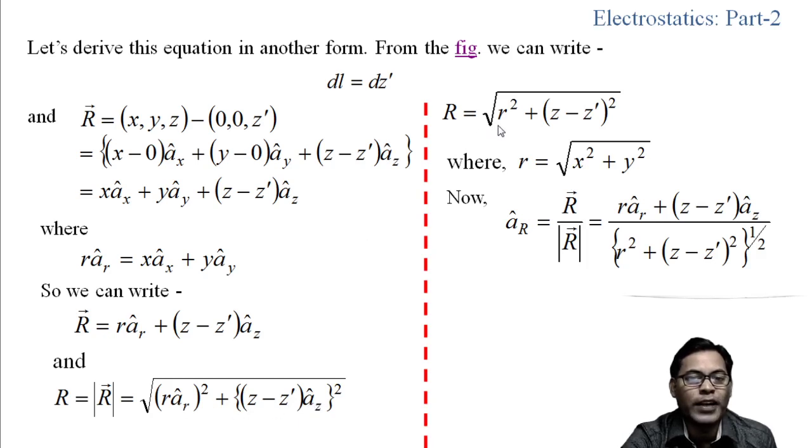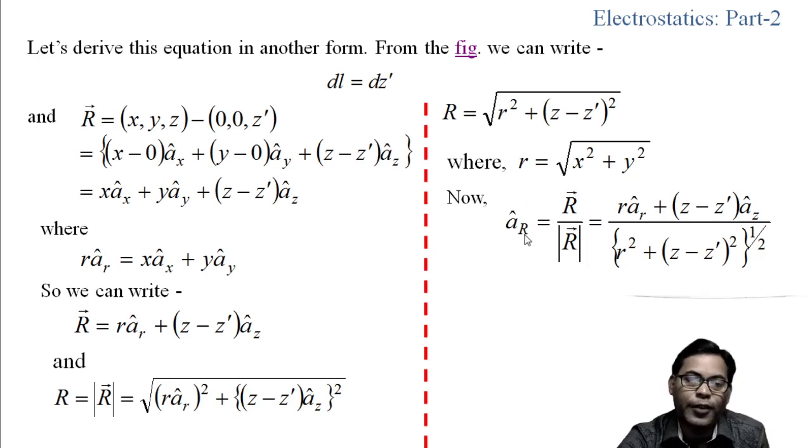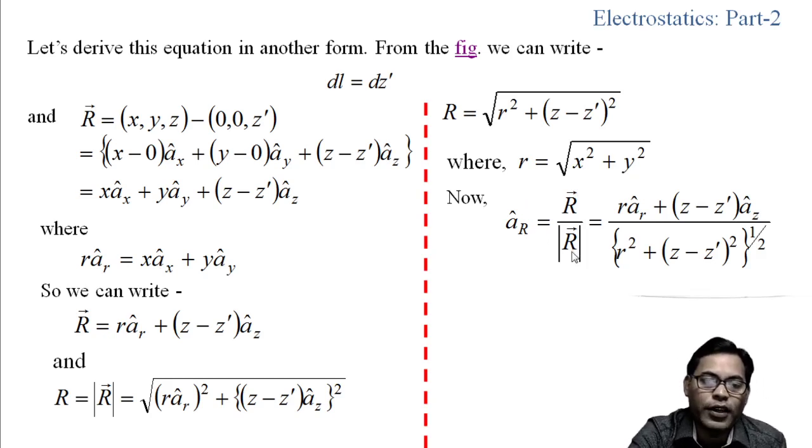So here we will get r square plus z minus z prime square. So it is the magnitude of R we got. And also we know that this r, small r, we can find out from this expression: r equals root over of x square plus y square. Now our aim is to find out the unit vector aR. aR equals the vector R by the mod of vector R.